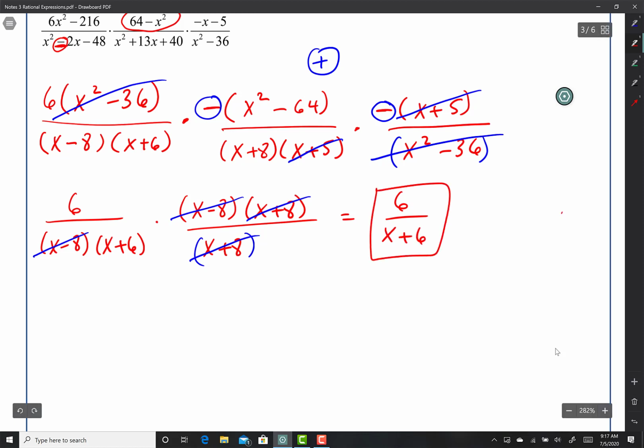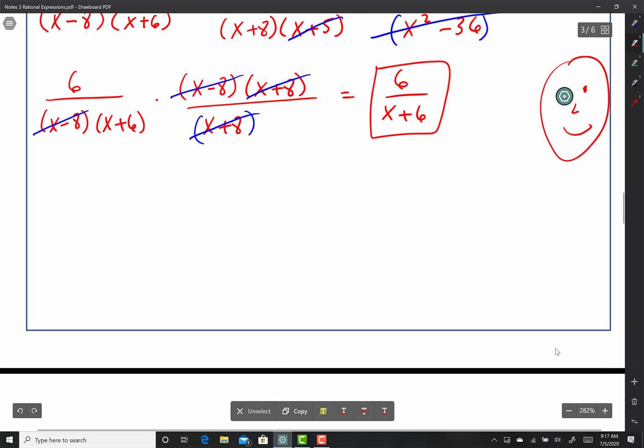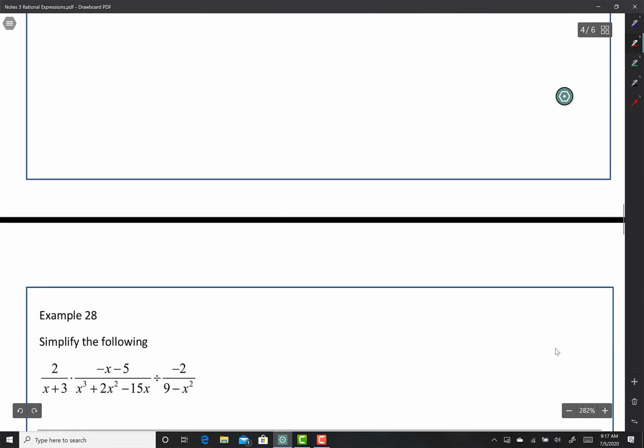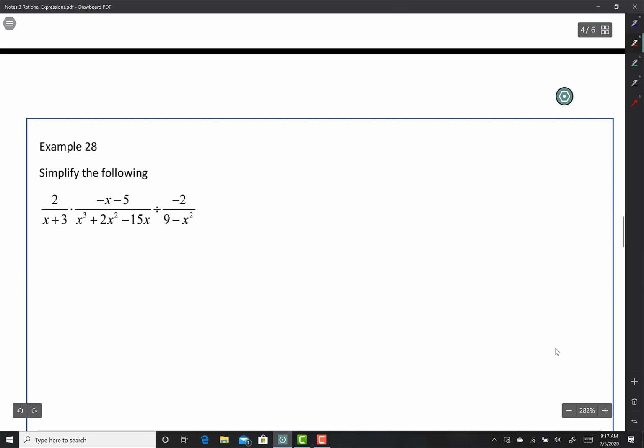Yay, we did it. See, these are like little puzzles. So I'm sure your grandparents or maybe your parents or guardians, maybe they would like this. So maybe show it to them and maybe they'll have a good time.